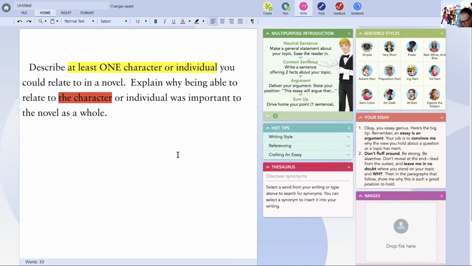The question already is loaded with errors. If you write about multiple characters or individuals across your 600 words, will you do well at this question? No, you never will. Why? Because you spread yourself far too thinly. The student who goes deep on one will always outperform the student who goes superficially on multiples. So let's not set our kids up for failure.